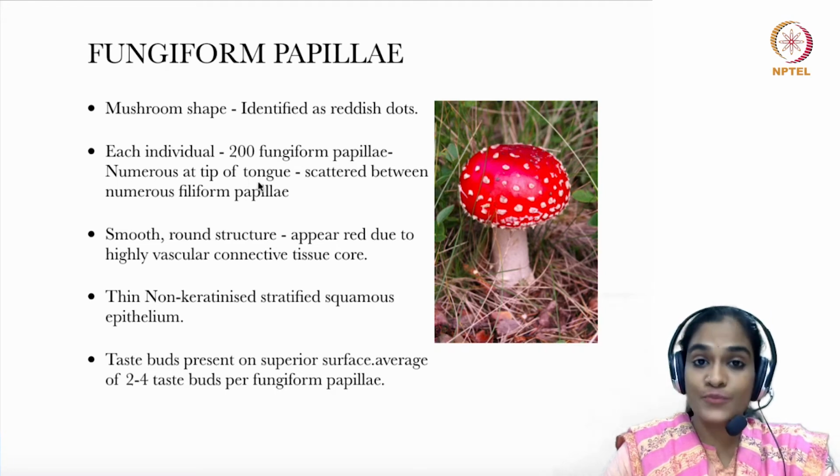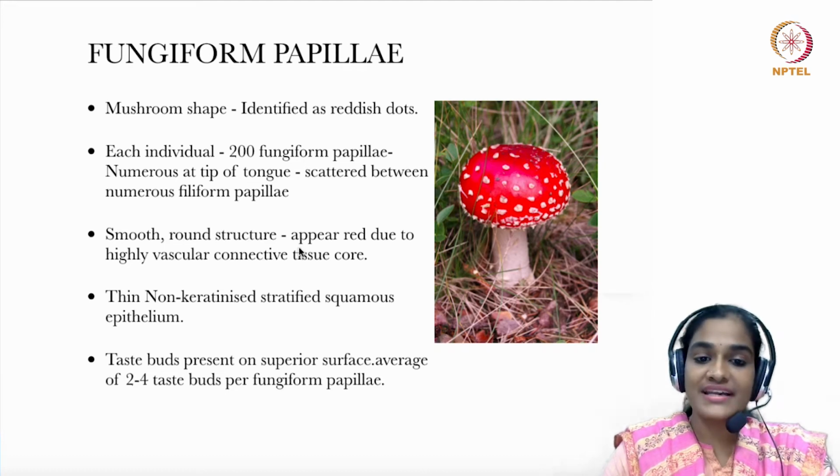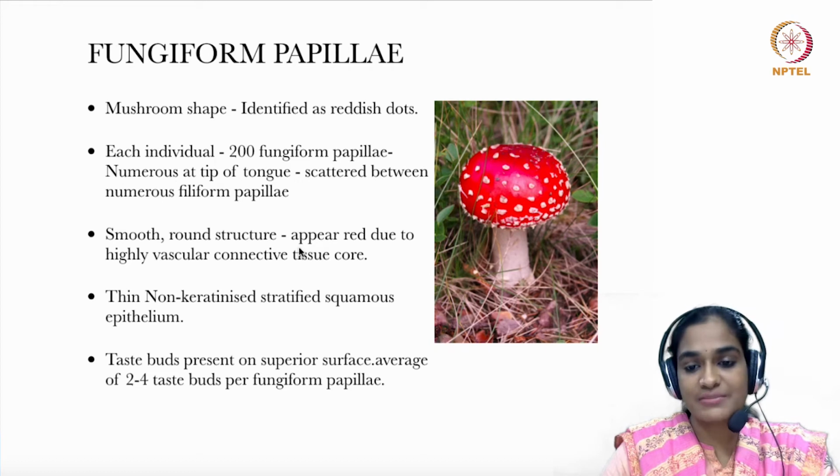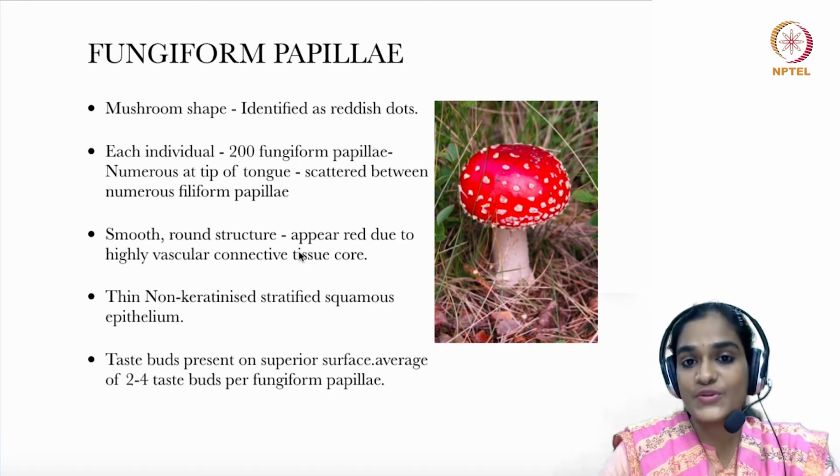They have a smooth, round structure. The reddish appearance is due to the highly vascular connective tissue core. The epithelium is thin, non-keratinized stratified squamous epithelium. Taste buds are present on the superior surface. On average, they have 2 to 4 taste buds. Some of the fungiform papillae don't even have taste buds. The fungiform papilla count is used to estimate taste sensitivity.